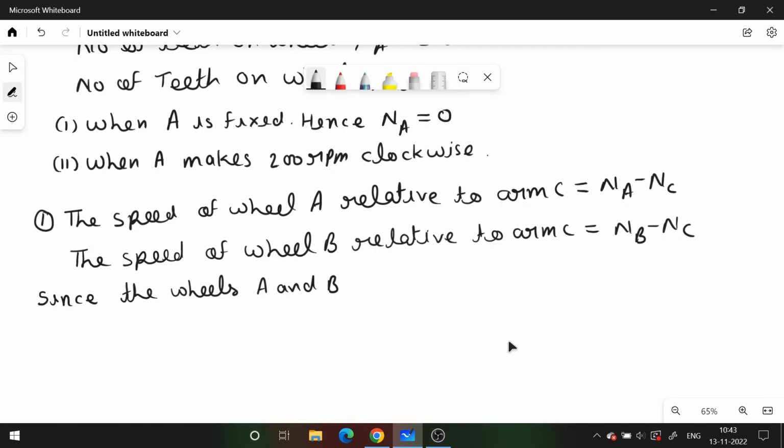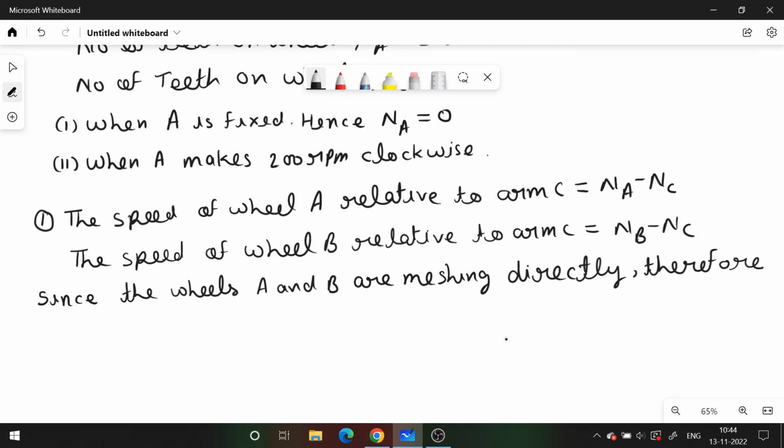The speed of wheel A relative to the arm C is equal to NA minus NC, and the speed of wheel B relative to the arm C is equal to the speed of wheel B minus the speed of arm C. Since the wheels A and B are meshing directly, therefore they will revolve in opposite direction.